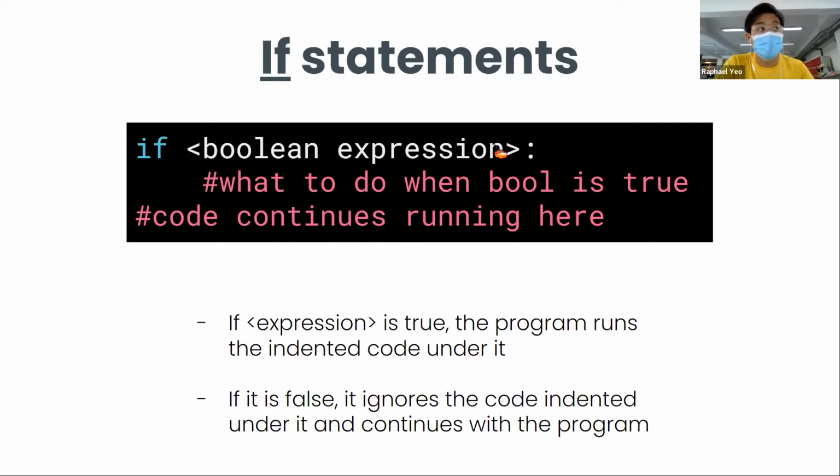So the result of the Boolean expression will either be true or false, and then you end it off with a colon at the end. So what this will do is that it will only run the code that is within the if statement if the Boolean is true. All right. So we will later see a few examples and it might be a bit clearer for you.